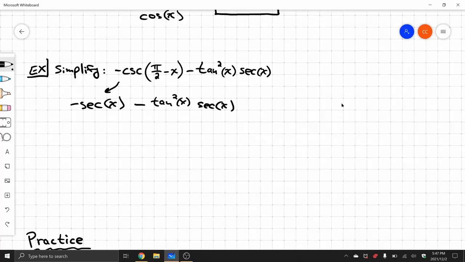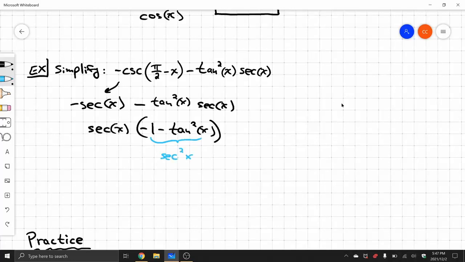Well, I can go ahead now and factor out my secant of x. If I factor out secant x, I'm left with negative 1 minus tangent squared x in my parentheses, okay? And using my Pythagorean identities, I know that this is the same thing as secant squared x. If you go back and look at your Pythagorean identities, then you'll see that those two are equal to each other.